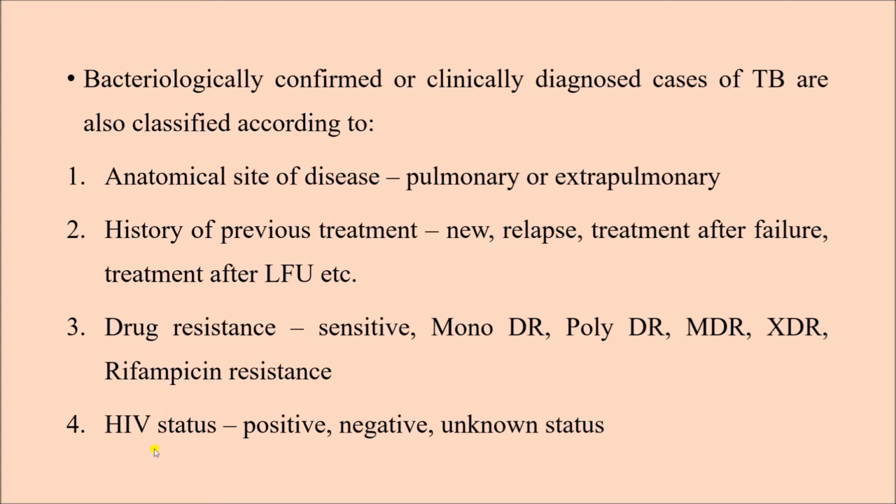HIV status of the patient. So the person can be HIV positive, or he can be negative to HIV infection. Sometimes his HIV status may not be known, so unknown status. So these are different classifications based on different criteria. These are very commonly asked during viva tables, so I will request my viewers to remember all these things.